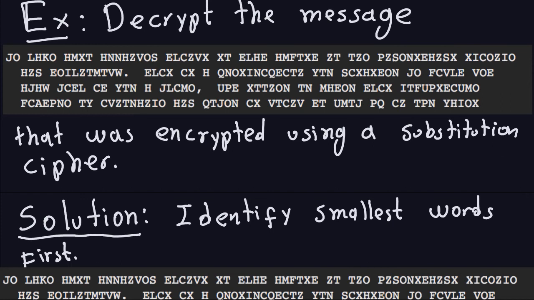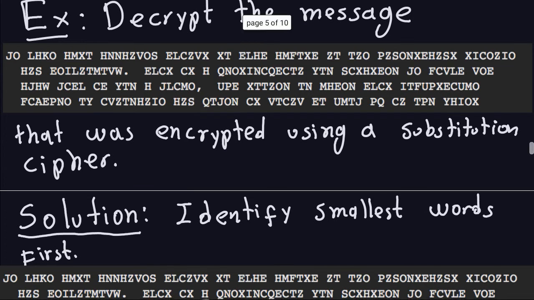Now, this process might take a while for you to do, depending on how quick you are at looking at patterns. It might take a long time, it might take a short time. It depends on how you can see the patterns there. In my case, it's probably taking me longer than everybody else. That's because it's me. But let's go ahead and do this. That's why I wrote it down first before actually making the video. So I'm going to identify the smallest words first.